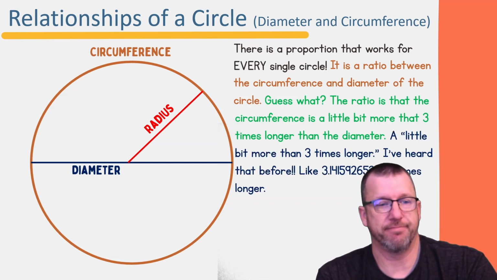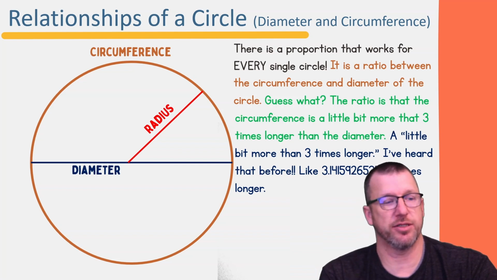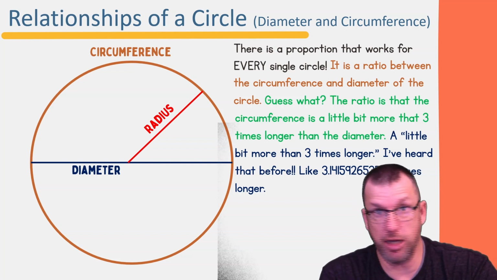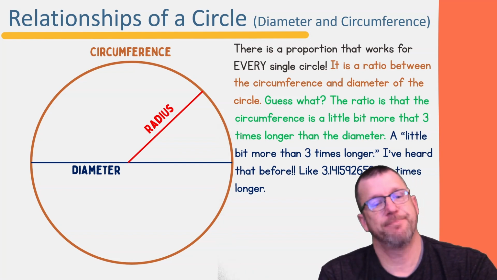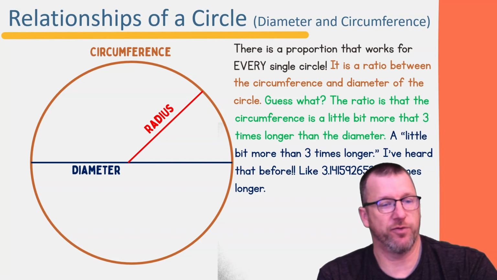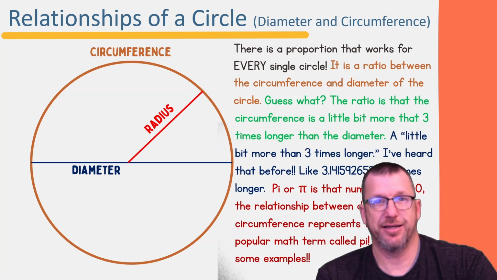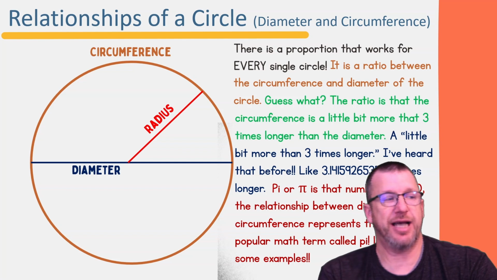So what does that mean? That little bit more than 3 sounds a little familiar, right? It's like 3.14159265359 and so on, which goes on forever. That irrational number, 3.14, is pi. That means pi is the relationship between the diameter and circumference. That is what pi is telling us.